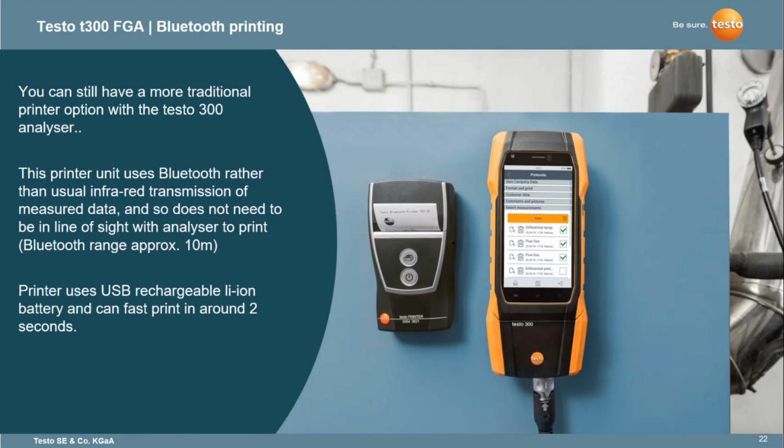It's a rechargeable lithium-ion battery in the printer, and also a very, very fast print. It will print the full results out in around 2 seconds. So compared to some printers which can take 10, 15 seconds to actually get the report out, this is very, very quick. But if you want the more traditional printing option, we've got that available as well with the 300.